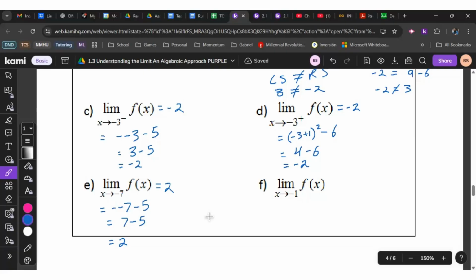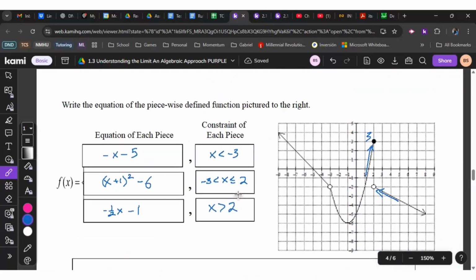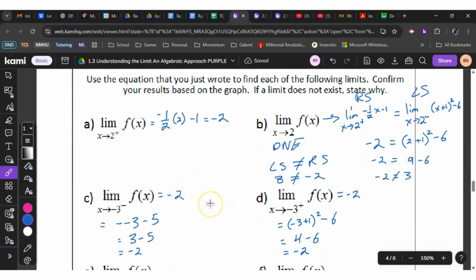Now, let's go look at the graph and confirm like we've been doing. So if I look at the graph at -7, as I approach it from the left and right, well, it's continuous, so I don't even really need to worry about it. Does that make sense? Yeah? Any questions about it? No? All right, last one.